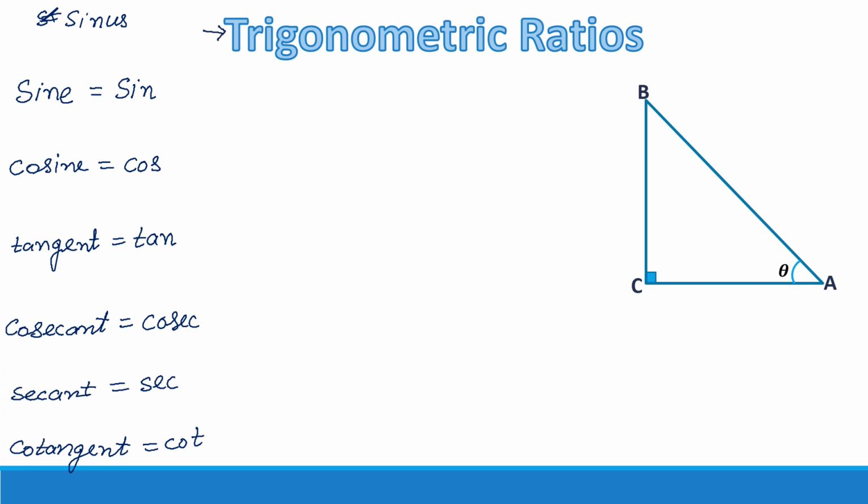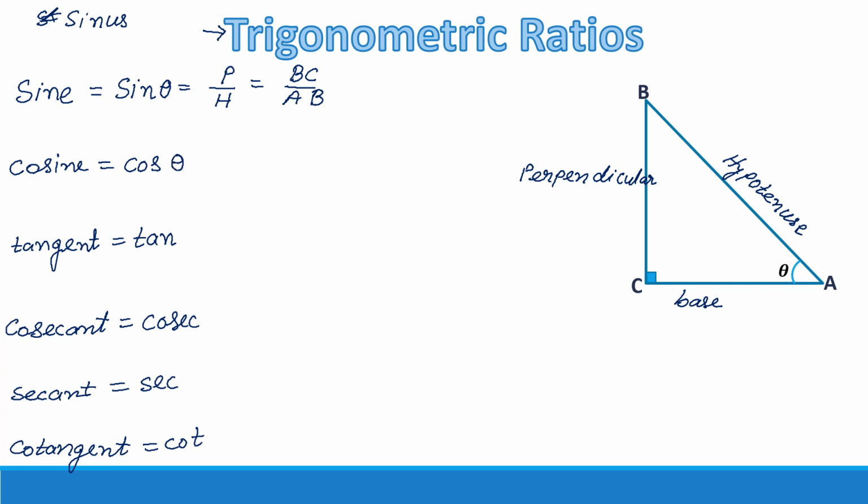Now, as it is said that they are ratios, sine is the ratio of perpendicular and hypotenuse. If we consider this angle theta, for this angle theta, this side will be the hypotenuse. This will be the base. And this side will be the perpendicular. So, sine theta is actually the ratio of perpendicular and hypotenuse. If we consider these sides of this triangle, perpendicular is BC and hypotenuse is AB. So, it will be perpendicular by hypotenuse.